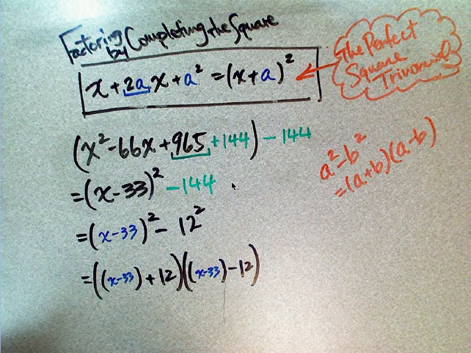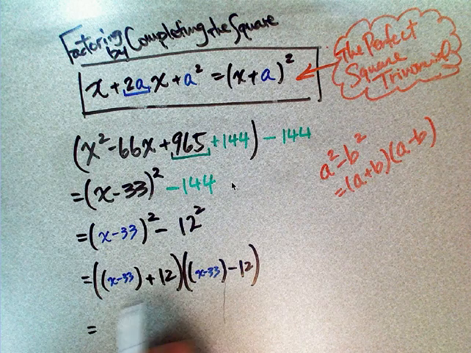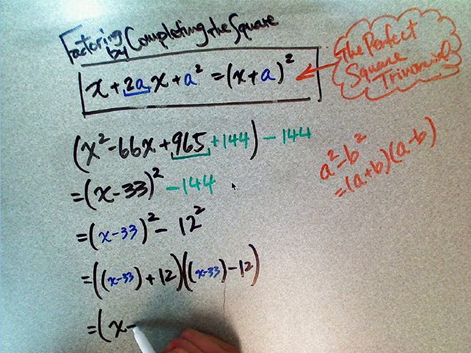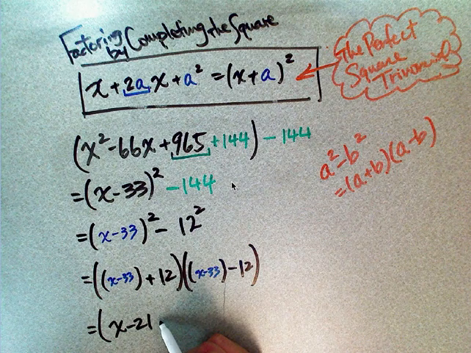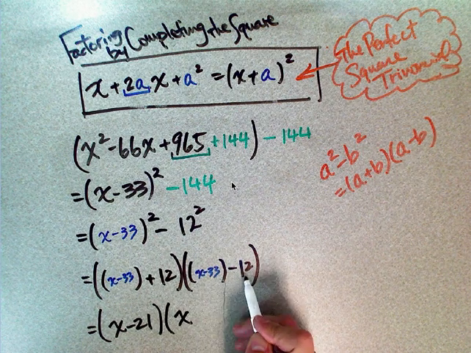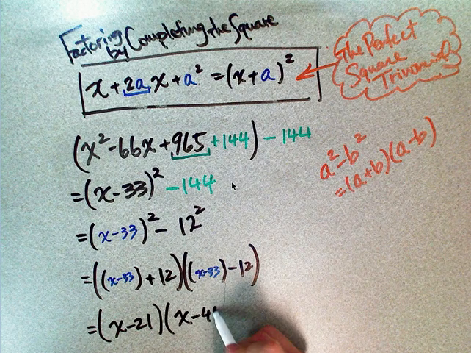So I can still simplify here. x minus 33 plus 12 is x minus 21, times x minus 33 minus 12 is x minus 45.